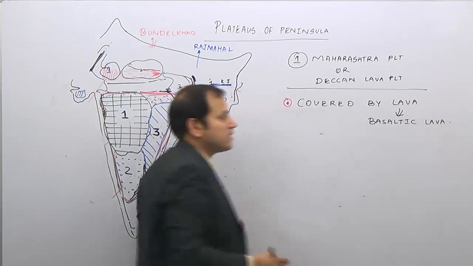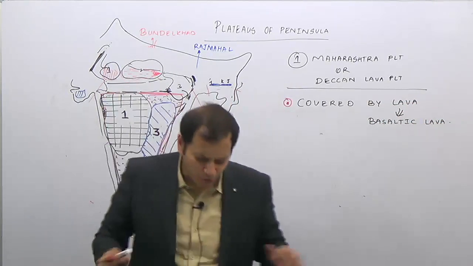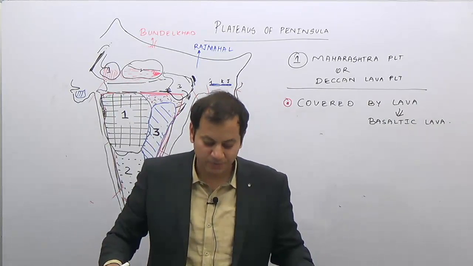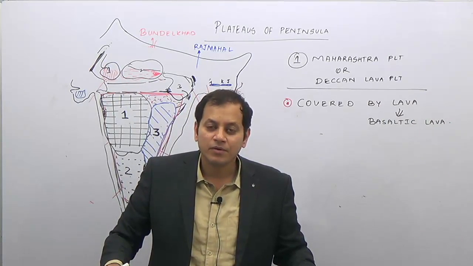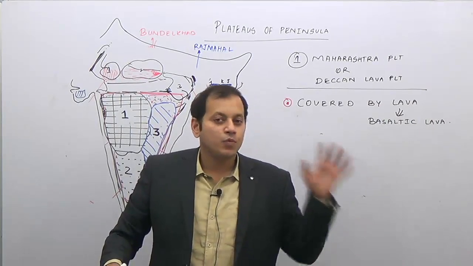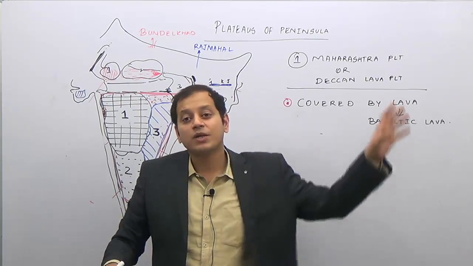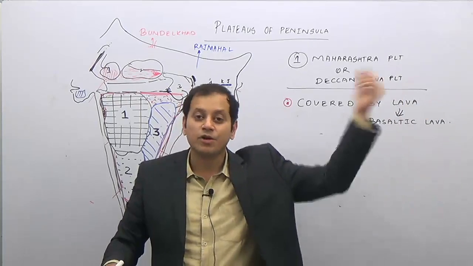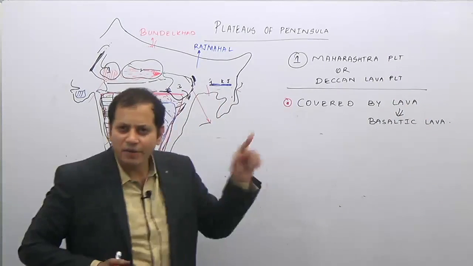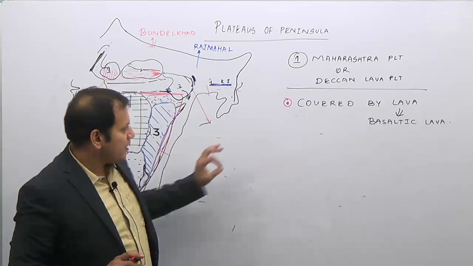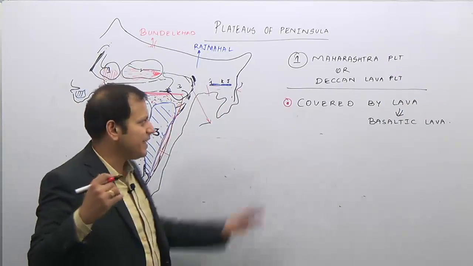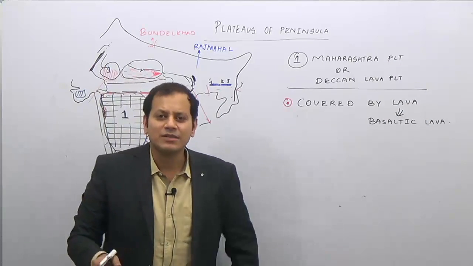It's covered by basaltic lava. Why? You know that it is because India, during the Cretaceous period, passed over a Reunion hotspot, resulting in the formation of a lava flow in this region. Now, interestingly, the Deccan lava plateau is also known as the Deccan Traps.